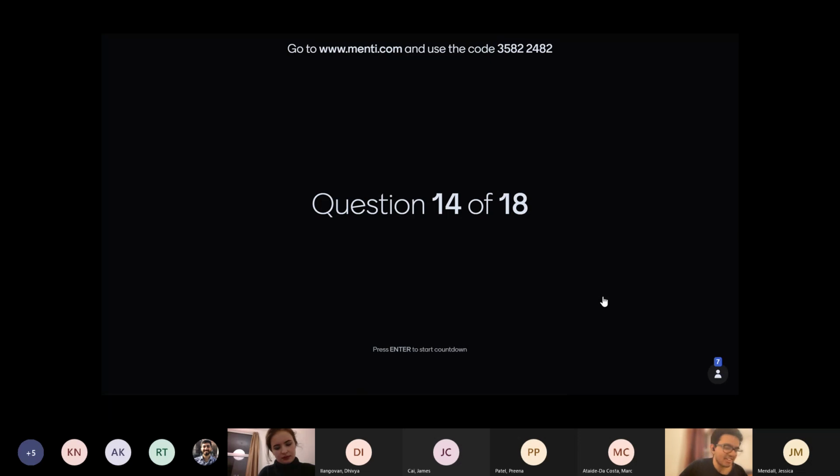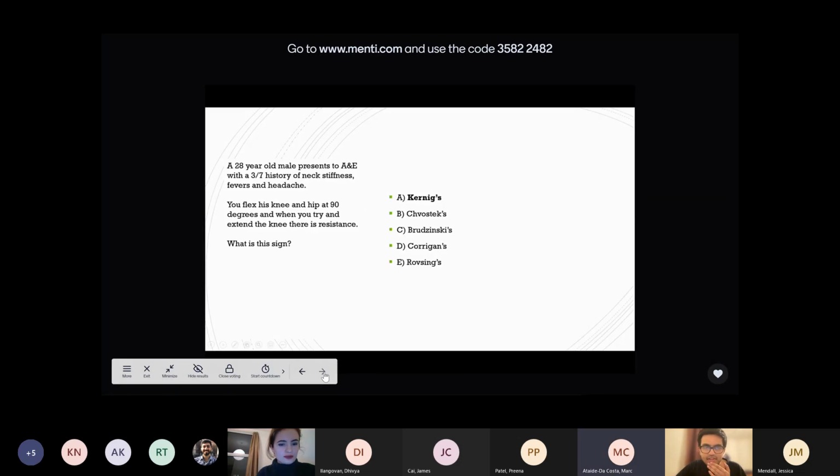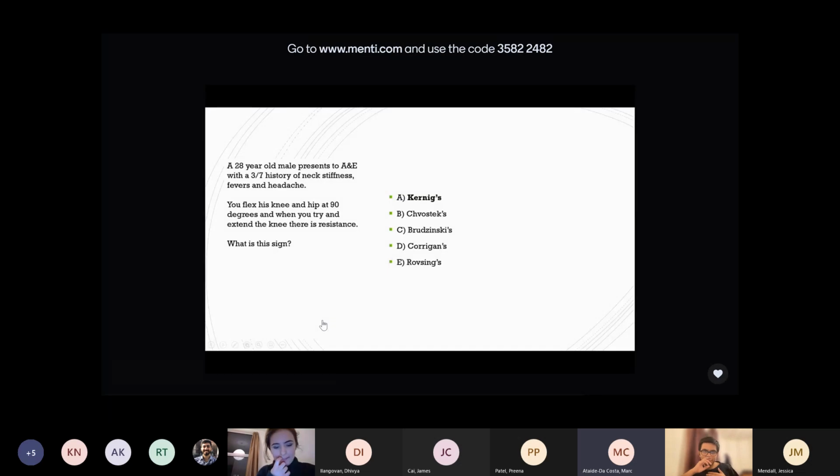Oh no, I just put the answer because the answers are on the slides. Skip this question. The answer is Kernig's. Know your meningitis signs. That would have been a fun one. You could ask them what the other signs are. Okay, what's the other meningitis sign very quickly? It's one of the others listed here, and then what is it?